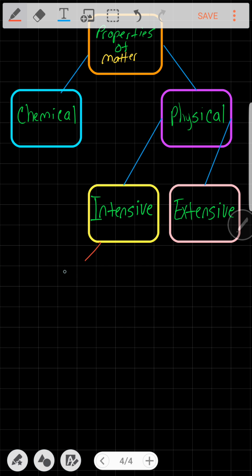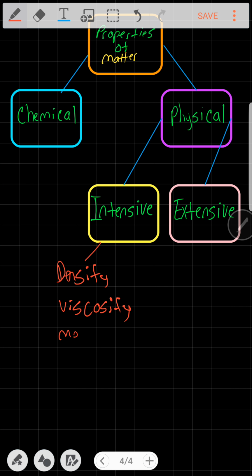Let's talk about density as an intensive property. Viscosity is an intensive property. Viscosity is just saying how flowing something is. If something is high viscosity, it's like syrup. It takes a long time to get somewhere. It flows slowly. And low viscosity is like water. It flows really fast. So that's viscosity.